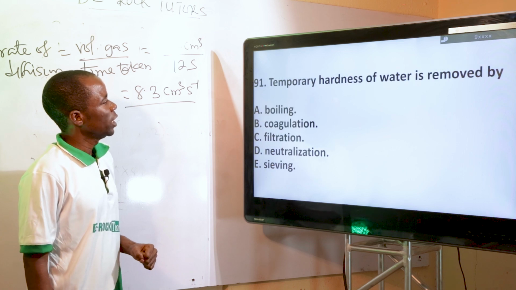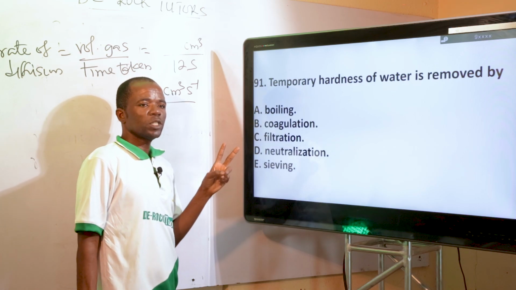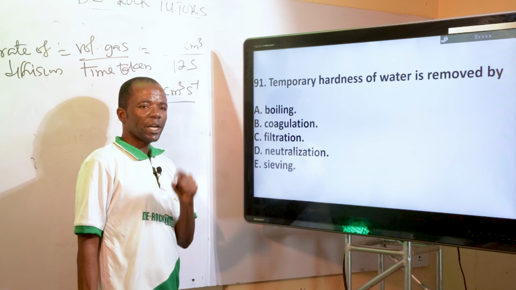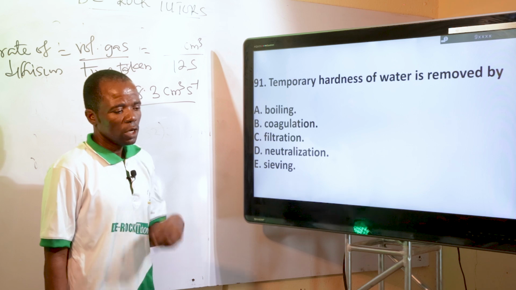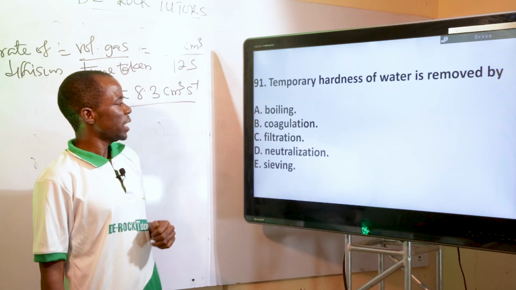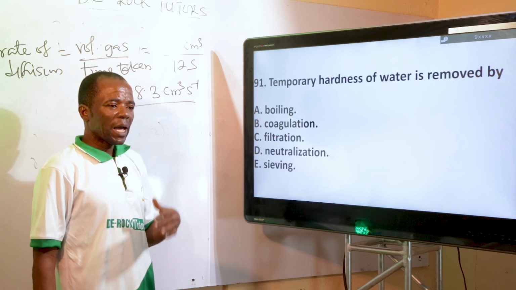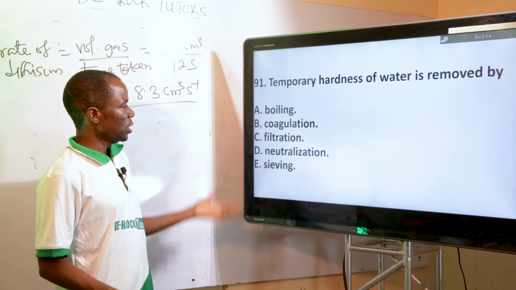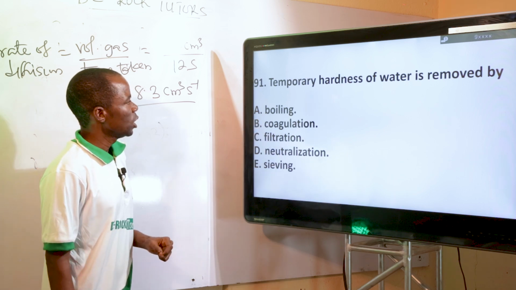Let's move to number 91. Temporary hardness of water is removed, definitely, by boiling. Now, there are two substances that are responsible for causing temporary hardness of water. Those two substances are calcium hydrogen trioxocarbonate(IV) and magnesium hydrogen trioxocarbonate(IV). There are several ways by which temporary hardness of water can be removed. One of the methods is by boiling. Another method is by adding a calculated amount of slaked lime, which is also called calcium hydroxide. Another method is distillation, and so on and so forth. But the obvious choice here is boiling.